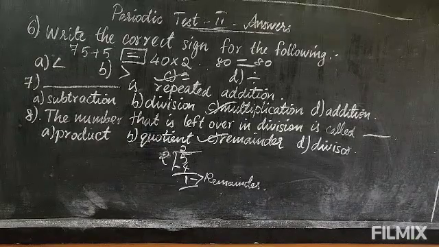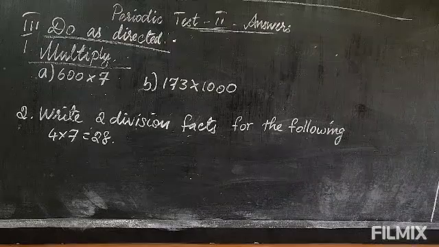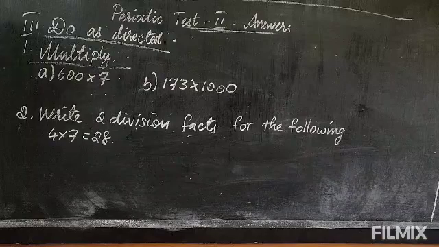Okay, let's go to the next question. Now the third Roman number, do as directed. This carries only 1 mark, so you don't need to do the calculation. You have to search for the short answer where you can answer.